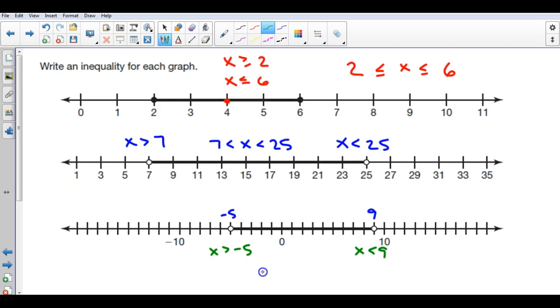So when I write this in compact form, I'm going to write that -5, put the x in the middle, put the 9 over here, bring down this inequality. I know that x is less than 9, and then I would also just flip this one. So -5 is less than x is less than 9.